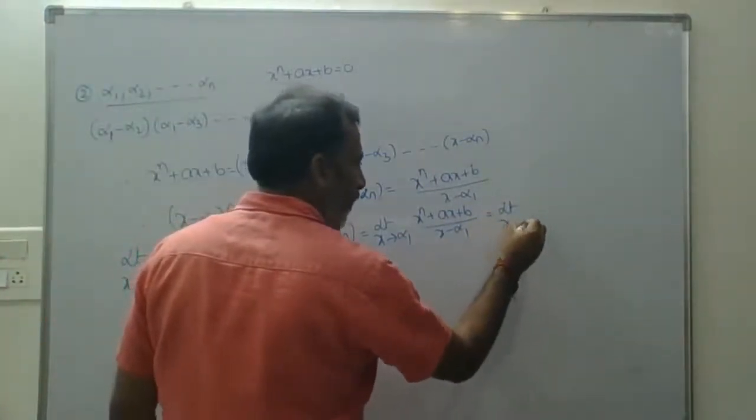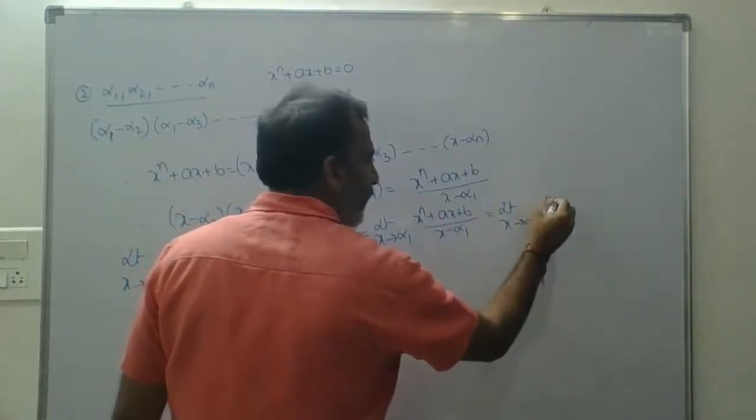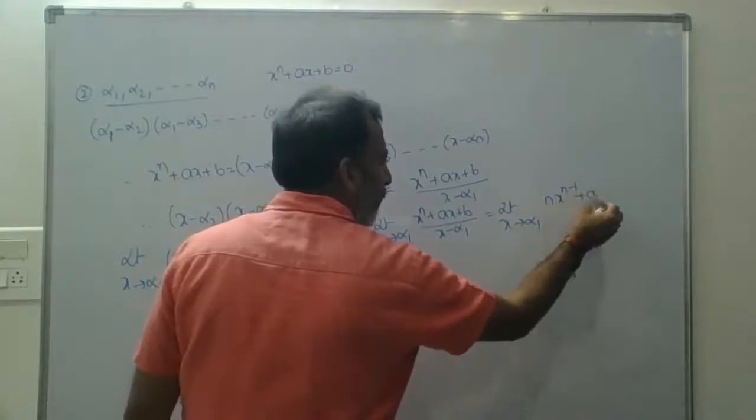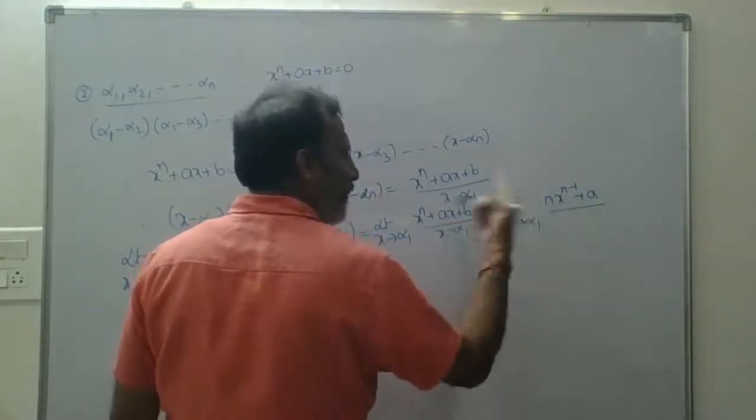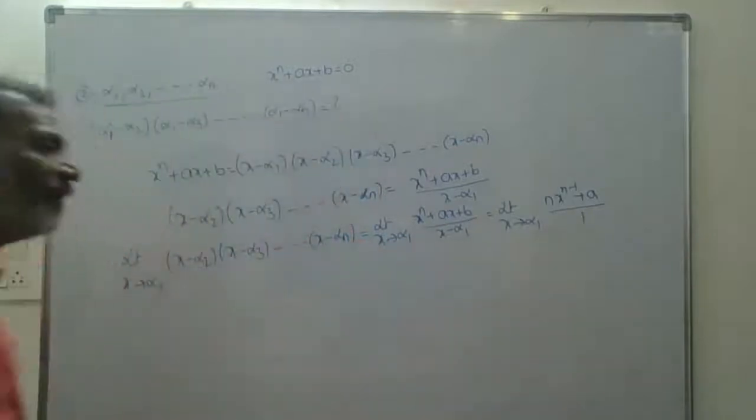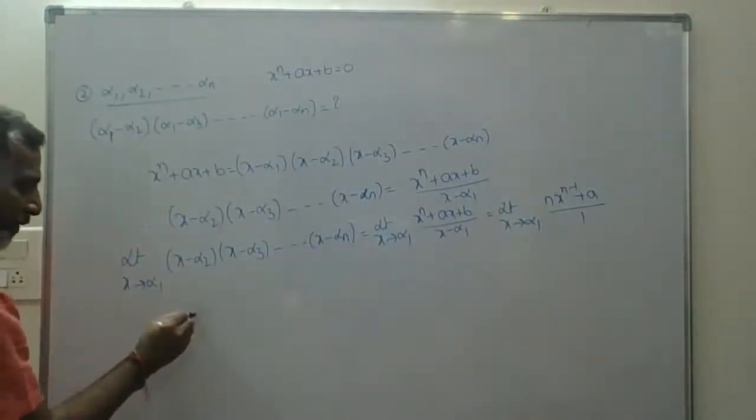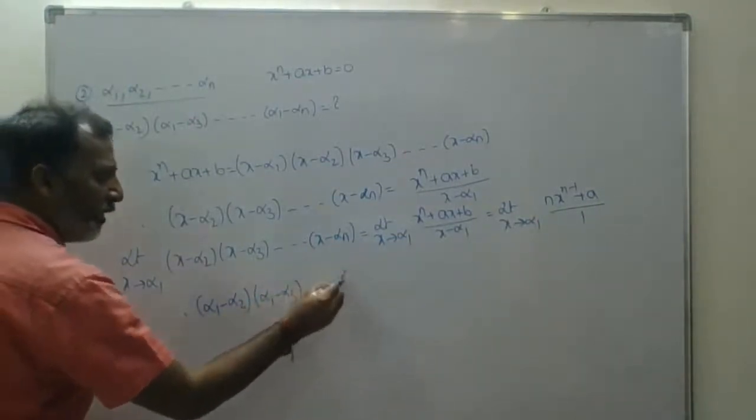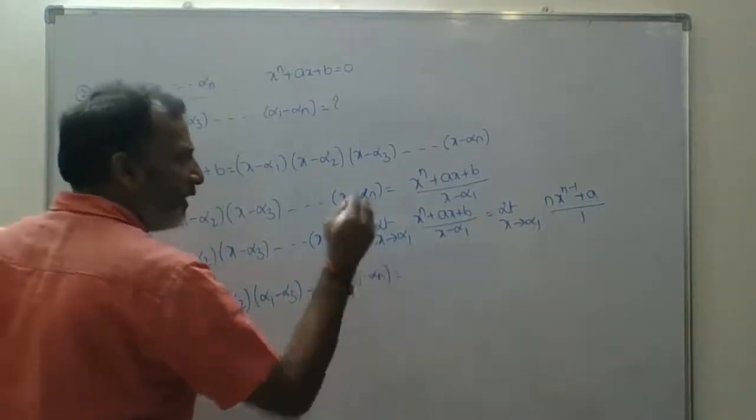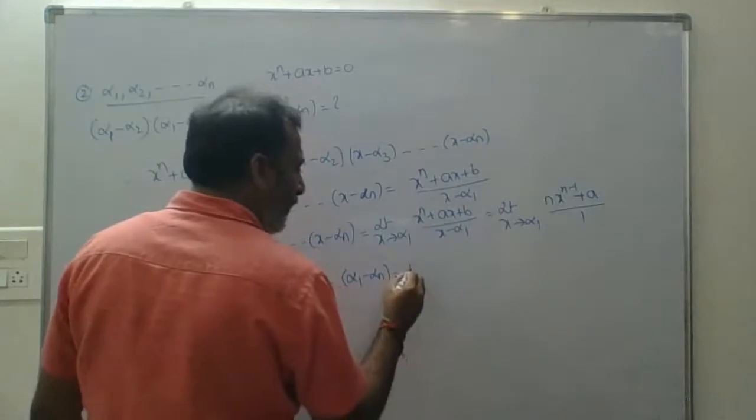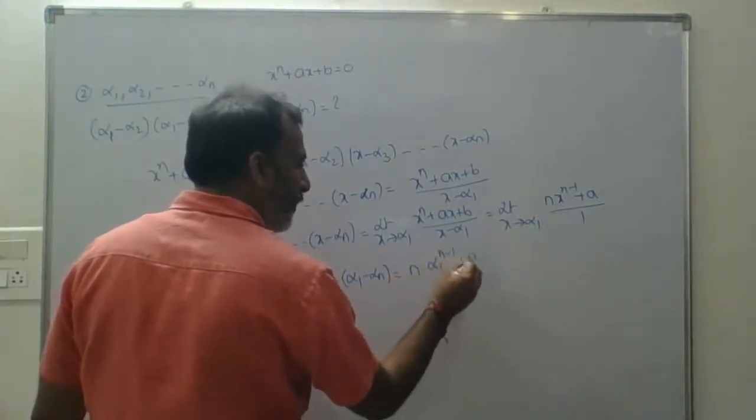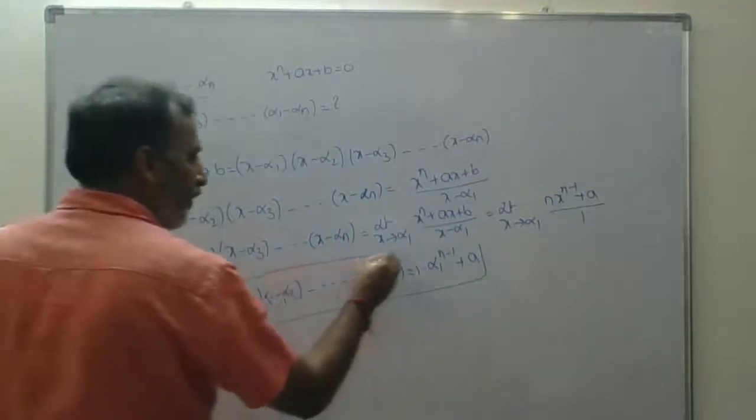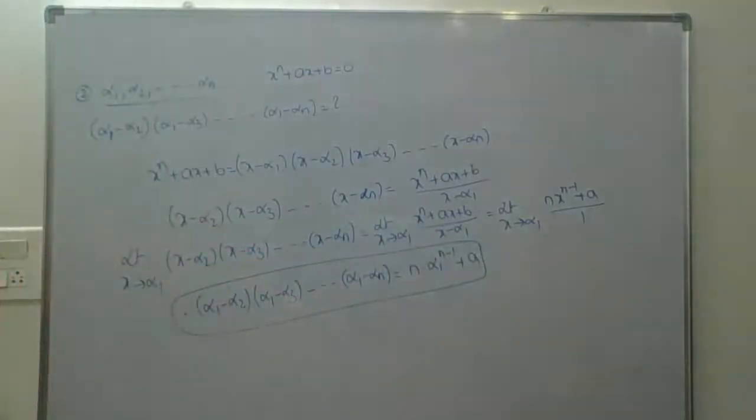Limit x tends to alpha 1. What is the derivative of the numerator? n into x to the power of n minus 1 plus a. The derivative of b is 0. The derivative of x minus alpha 1 is what? 1. Now you put x is equal to alpha 1. Therefore, alpha 1 minus alpha 2 into alpha 1 minus alpha 3 and so on up to alpha 1 minus alpha n is equal to n into alpha 1 power n minus 1 plus a. The answer is n into alpha 1 power n minus 1 plus a.